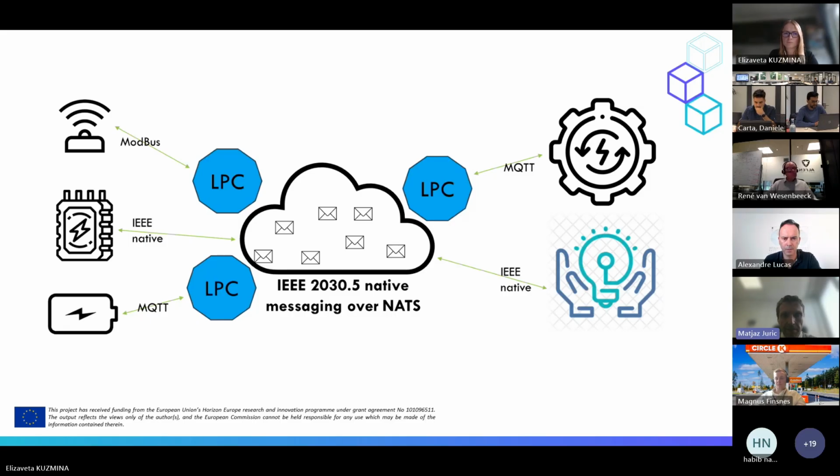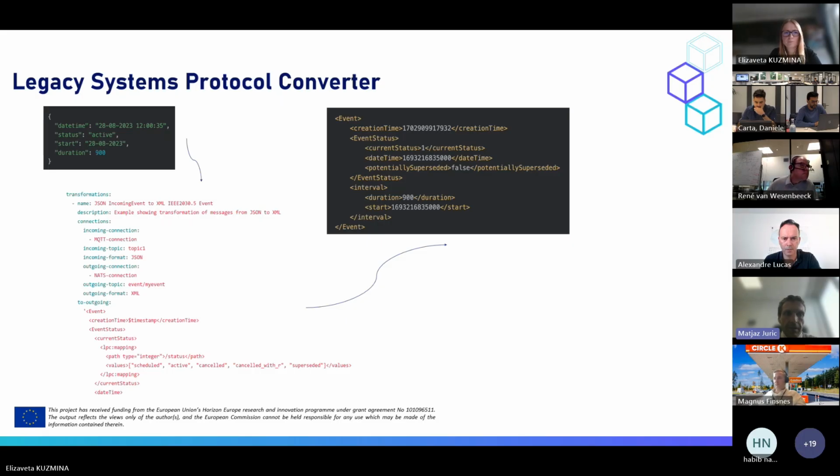If we go to the next slide, please. This slide shows how the configuration of the legacy protocol converter has to be done. On the left hand, here in the black box, you can see an example of the MQTT message in JSON format. On the right hand, in the black box, you can see the IEEE 2030.5 in the XML format. And this is just an example. We could have other formats or other structures on one and the other hand. But the basic idea is that you define a configuration file where you define the configuration.